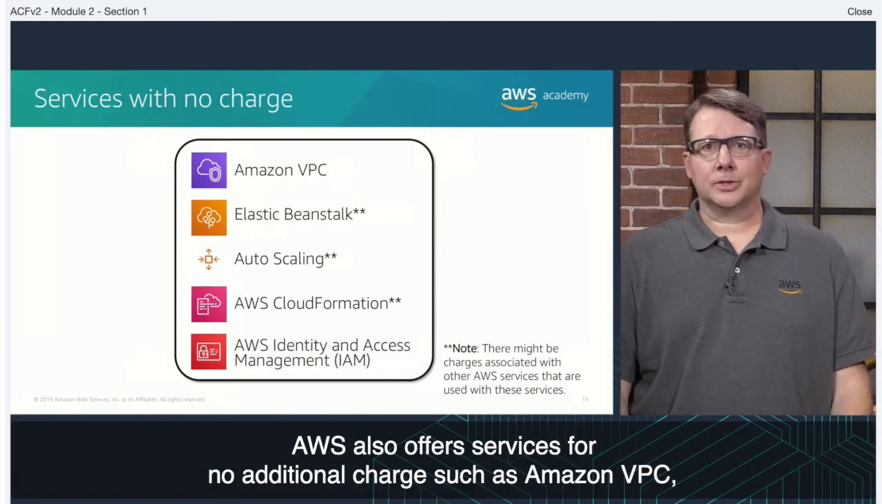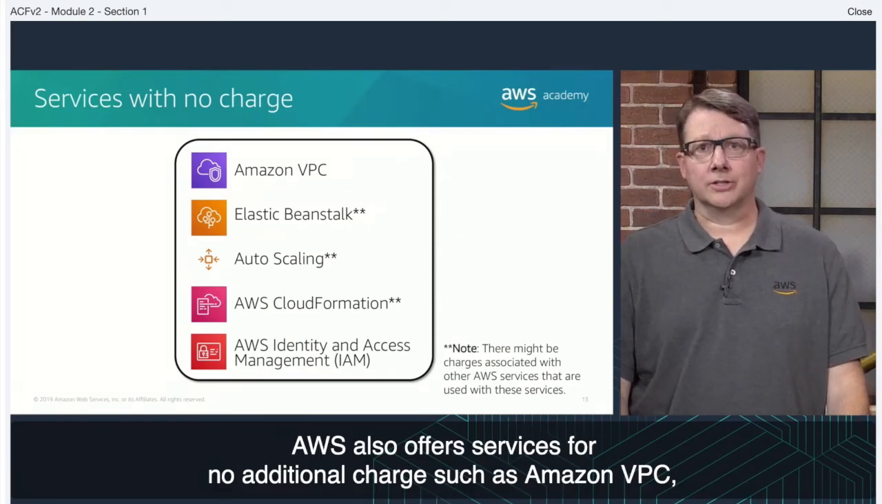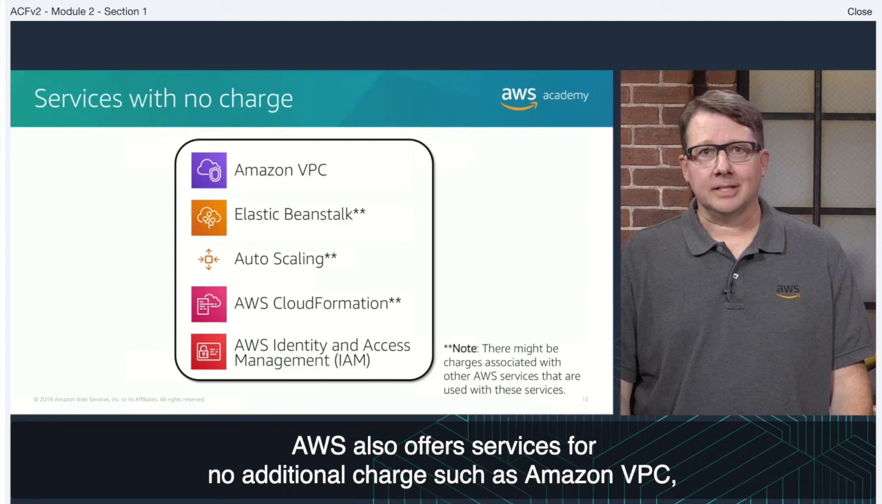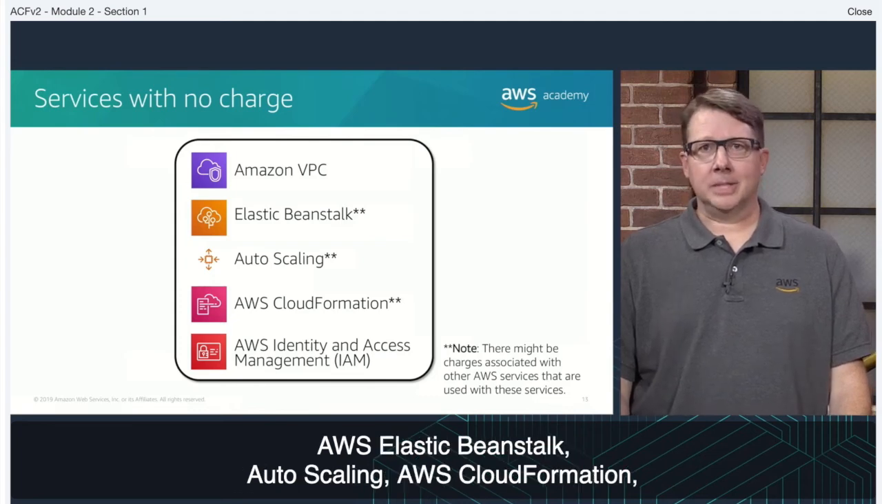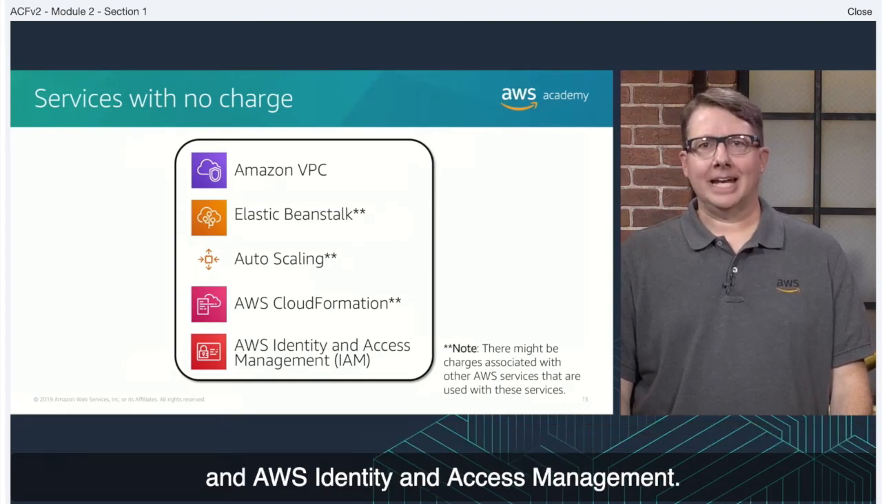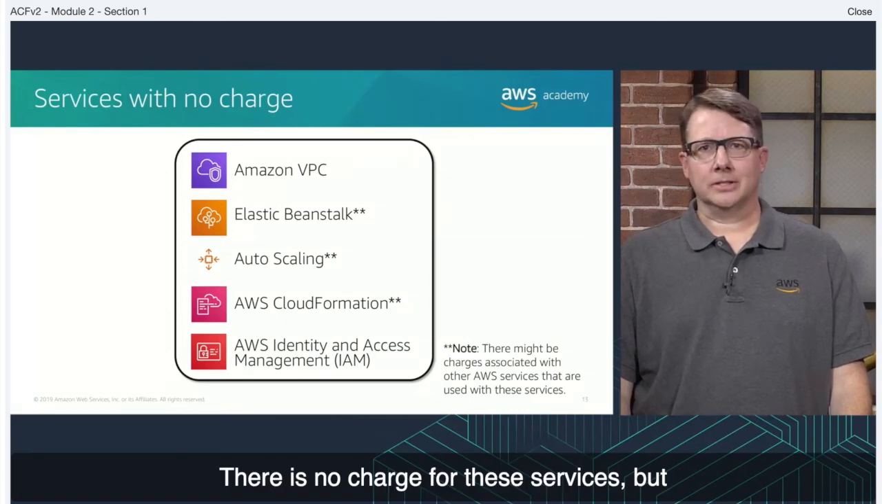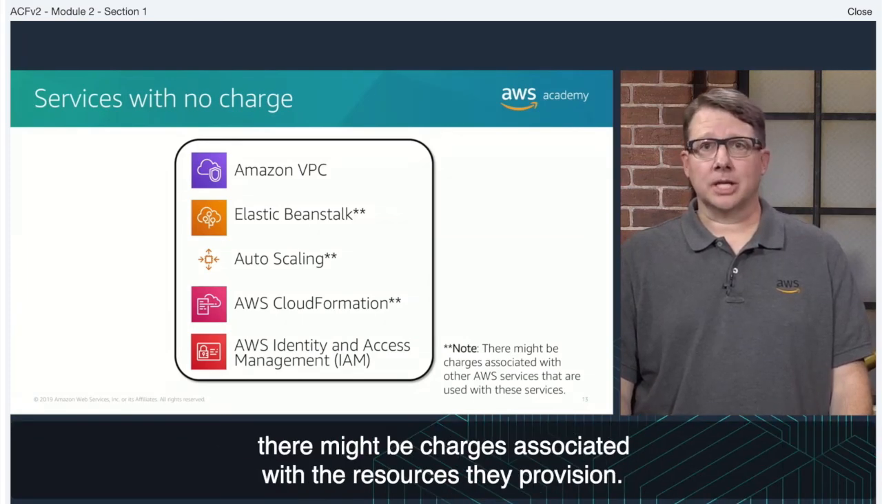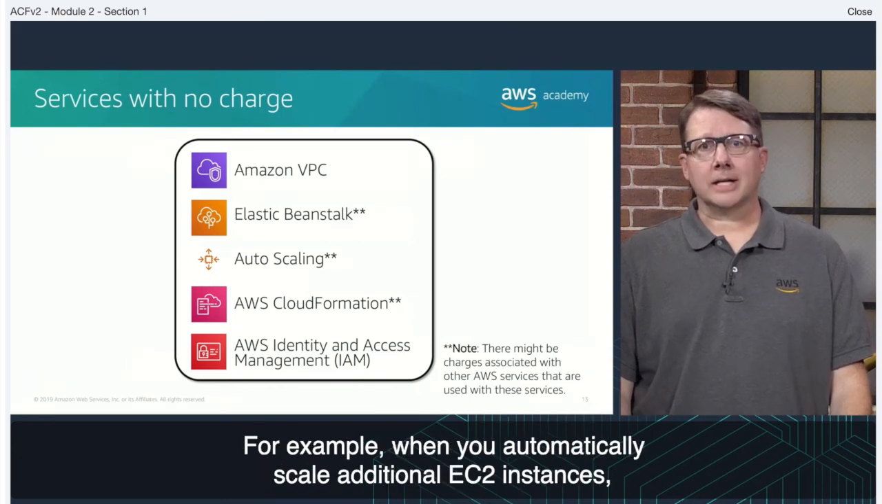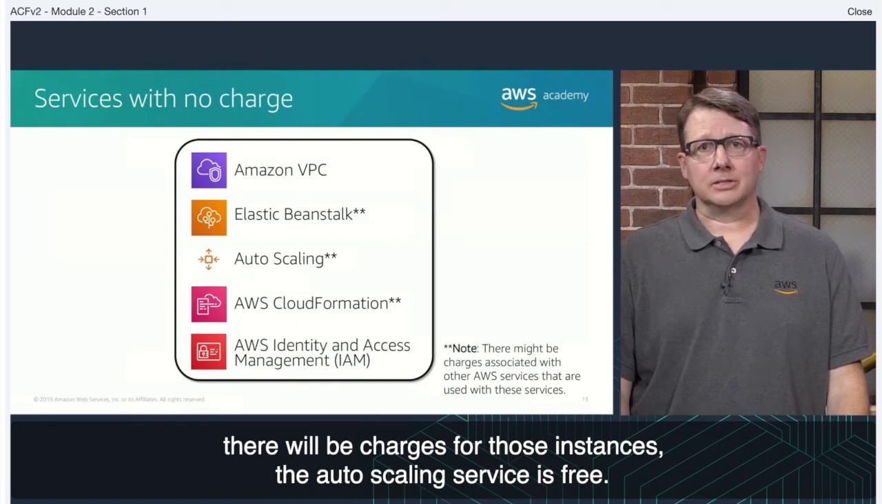AWS also offers services for no additional charge, such as Amazon VPC, AWS Elastic Beanstalk, autoscaling, AWS CloudFormation, and AWS Identity and Access Management. There is no charge for these services, but there might be charges associated with the resources they provision. For example, when you automatically scale additional EC2 instances, there will be charges for those instances. The auto-scaling service is free.